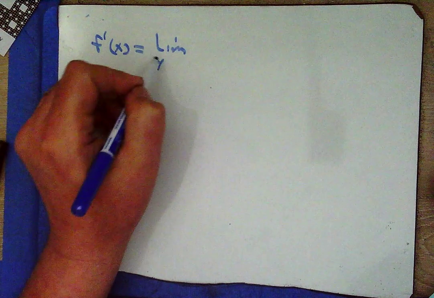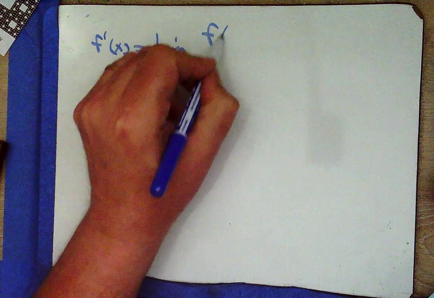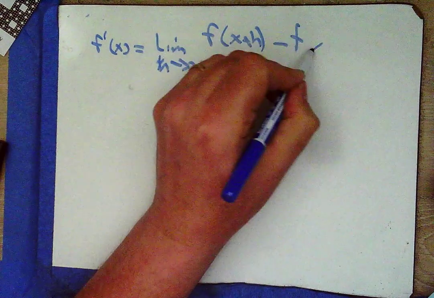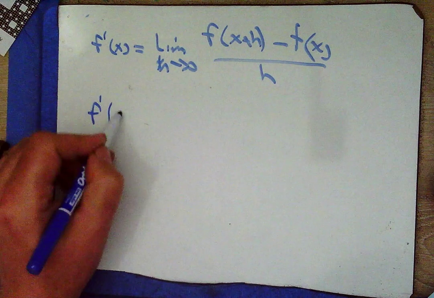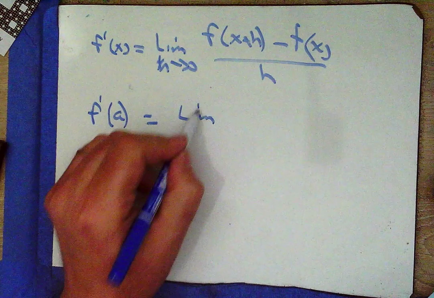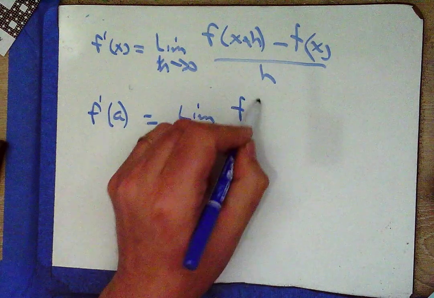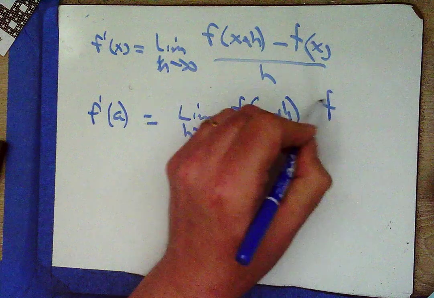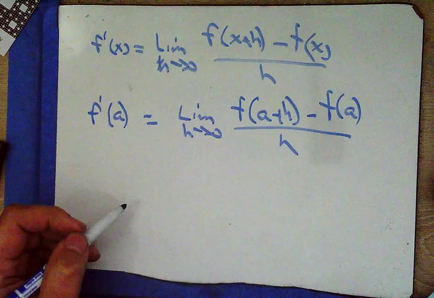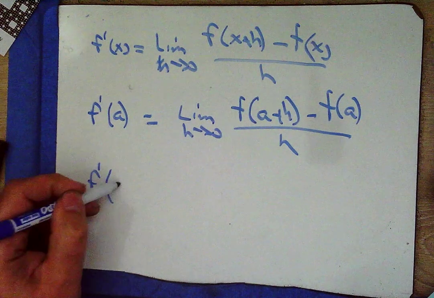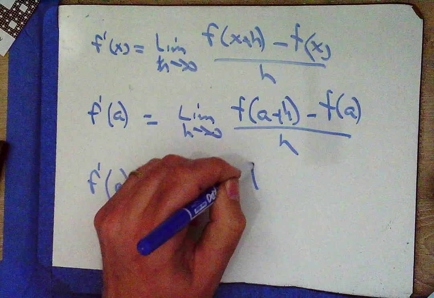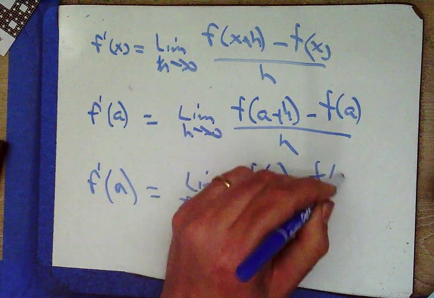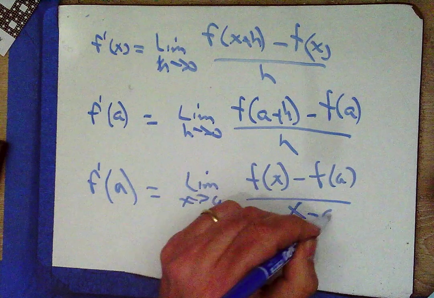We said f prime of x is going to be the limit as h heads to 0 of f of x plus h minus f of x all over h. This finds the general derivative. F prime at a point, though, is the limit as h heads to 0 of f of a plus h minus f of a all over h. And then we had a second way of finding the slope at a point, and that was the limit as x approached a of f of x minus f of a over x minus a.